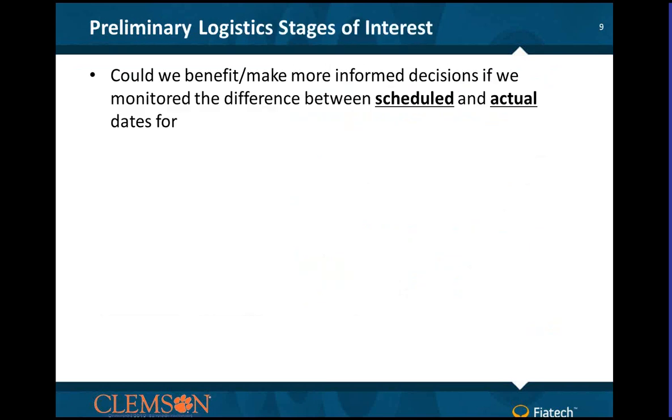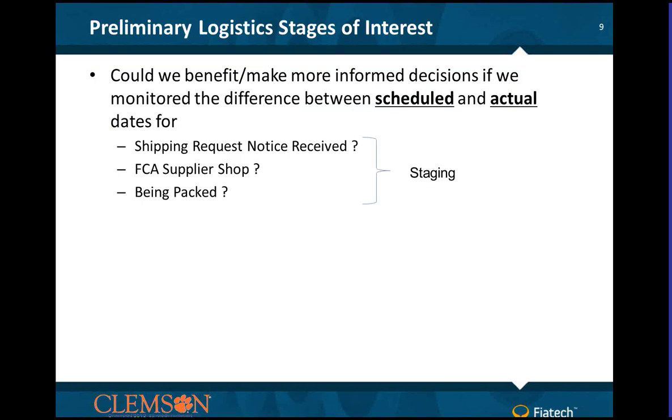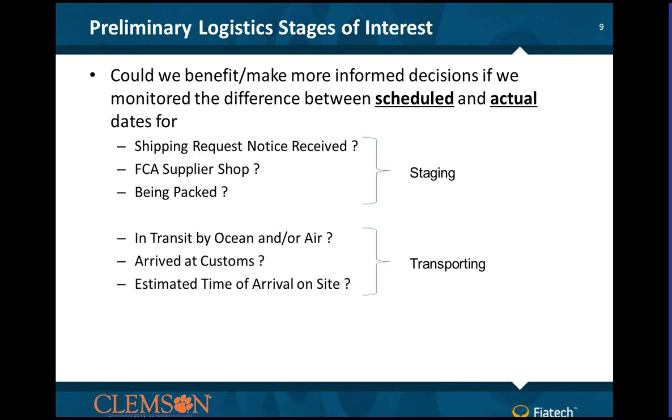So what if we could benefit from making better, more informed decisions by looking at the scheduled date and the actual date for things like staging processes in logistics? So when the shipping request is received, or there's a free carrier available and it's ready to be transported. The companies that I've dealt with store this type of information, where they have a plan and then they start recording when the actuals are happening. If I can start looking at a history of data as the project evolves between scheduled versus actual, can I notice some things going on that I might be able to react to?